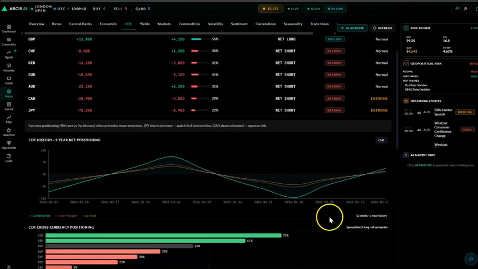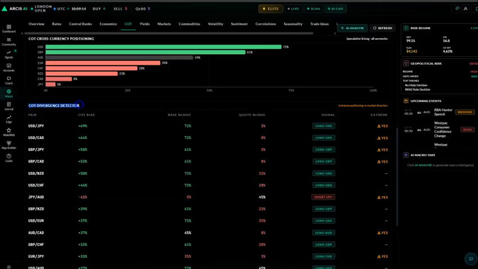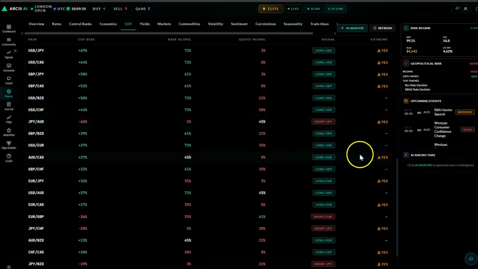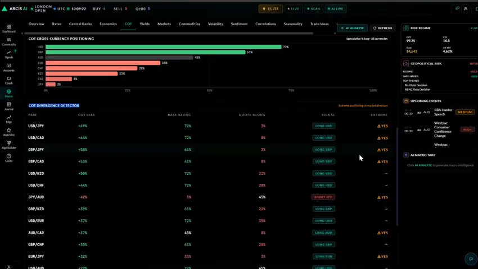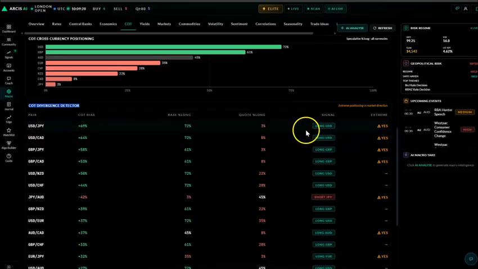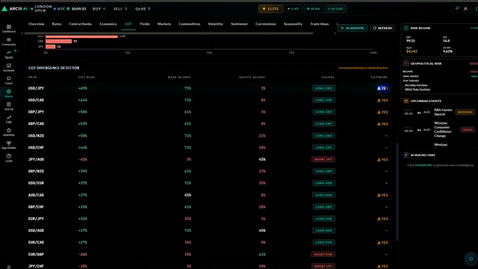Swiss franc. Then down here we'll give you the COT divergence detector. So this is JPY Australian dollar, short JPY, which is buy AUD JPY, which you'll probably notice at the charts has been very strong. USD JPY, long USD. Tells you here if it's at the extremes or not.